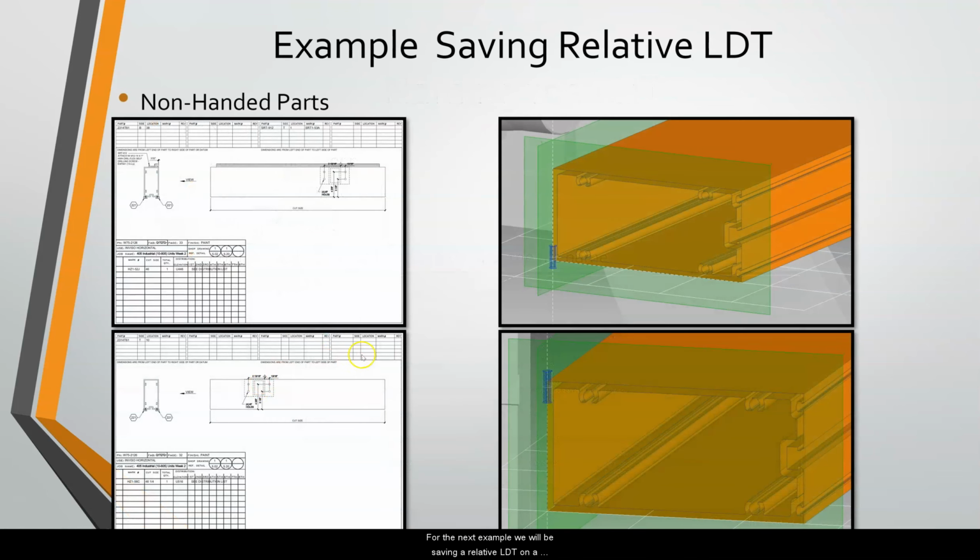For the next example, we will be saving a relative LDT on a non-handed part. We will be using W75-2126 for this example, and we will be creating the holes for the pony tube attachment, both when it comes from the bottom and when it comes from the top.